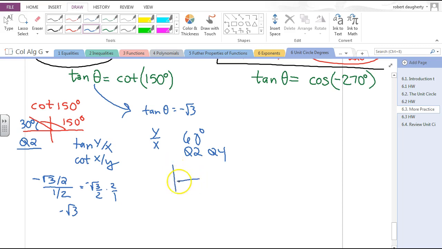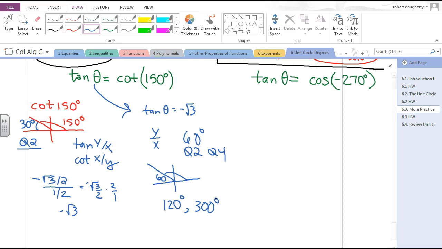Okay, guys, a 60-degree angle in quadrant 2. What is that angle? I'm going to go with 120. What's in quadrant 4? 300. Okay, you guys work on this one. I want to see what you can do.